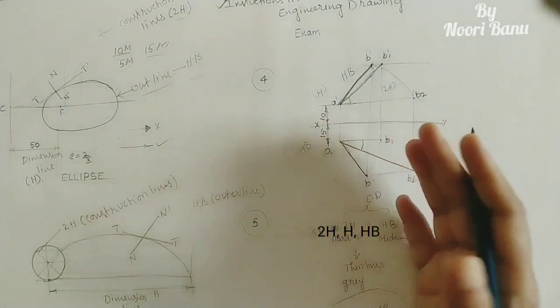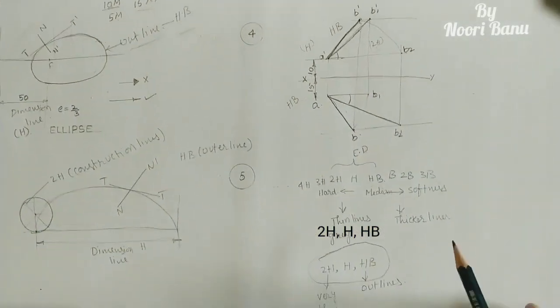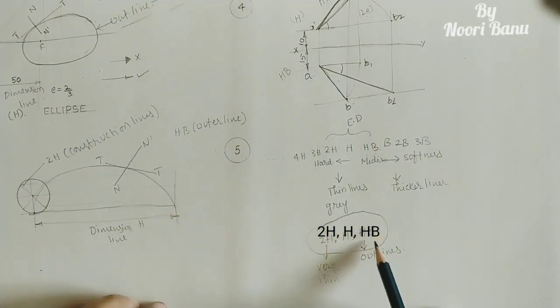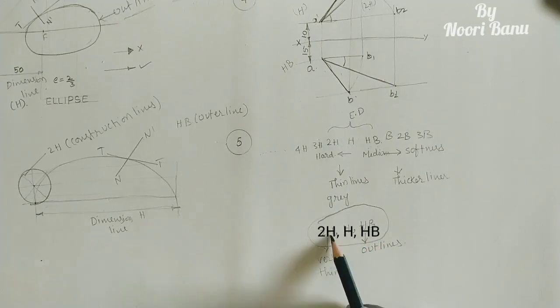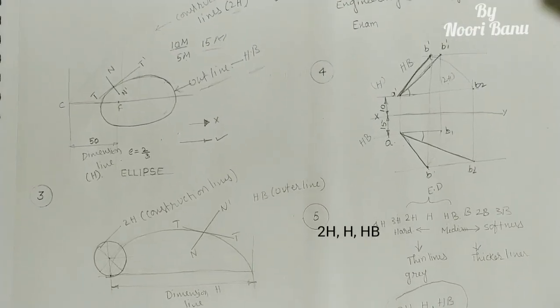So that you will get the idea of using these pencils. Whatever darker part is there in the diagram, that is the outlines, should be with HB. Construction lines, which are very thin lines, with 2H, and the dimension line with the H pencil. These are the different types of pencils we are using in engineering drawing.